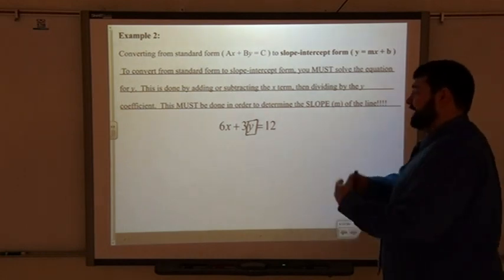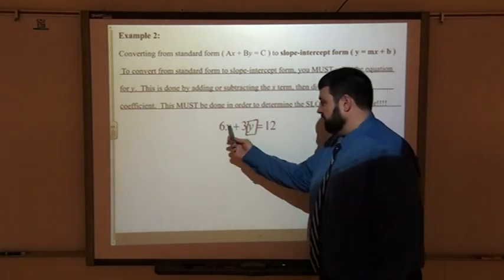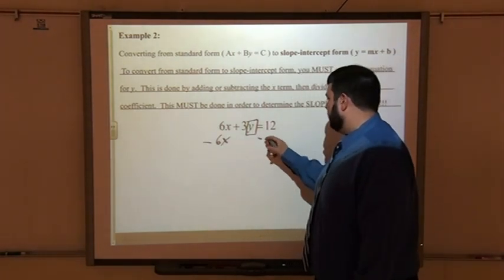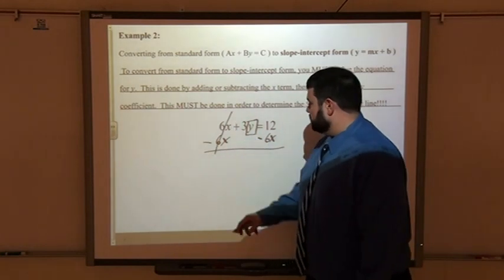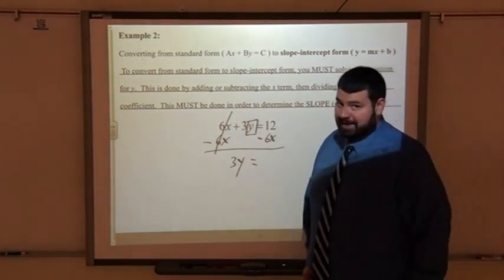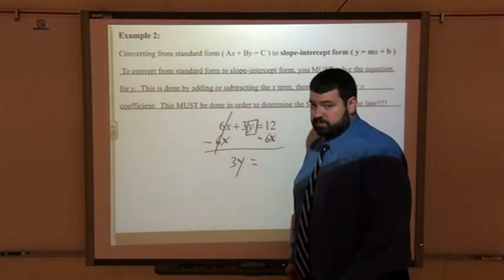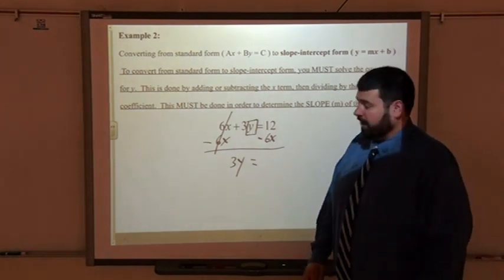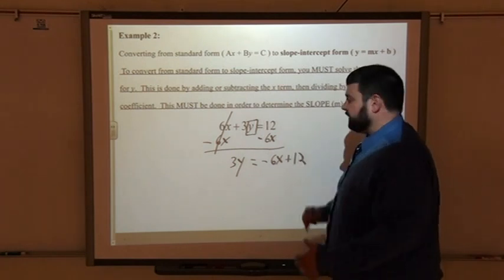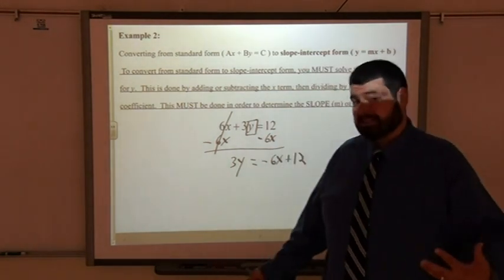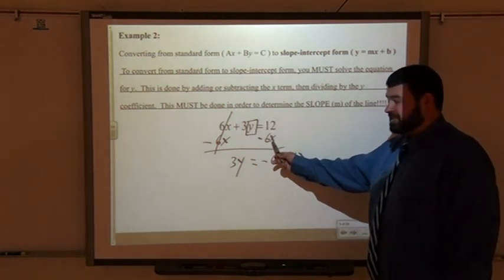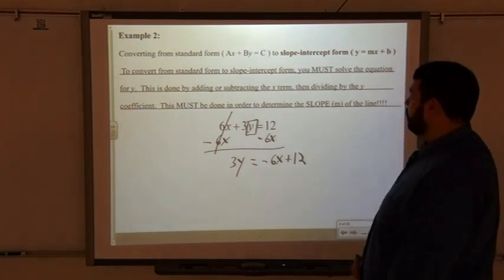So we said before, we need to add or subtract the x term. So if this is a positive 6x, I need to subtract it from both sides. This goes away, I'm left with a plain old 3y equals, and this is where some of us might mess up. These are not like terms, so I can't combine them. I'm going to have to say negative 6x plus 12. That's as combined as I can get, because this doesn't have an x, and this 12 isn't by itself, so I can't put those together into one term.